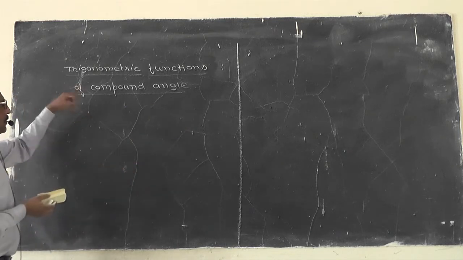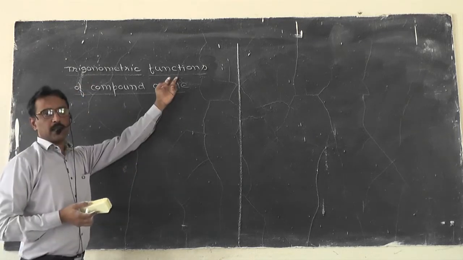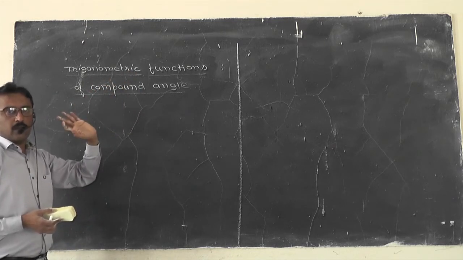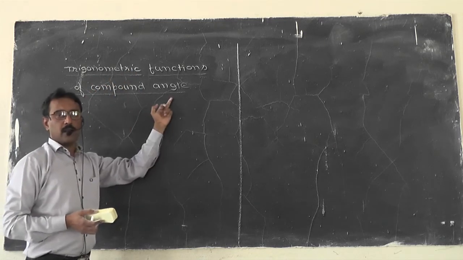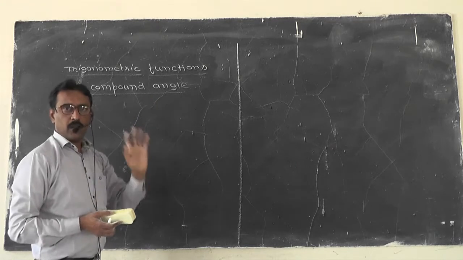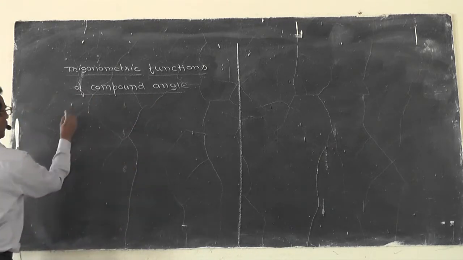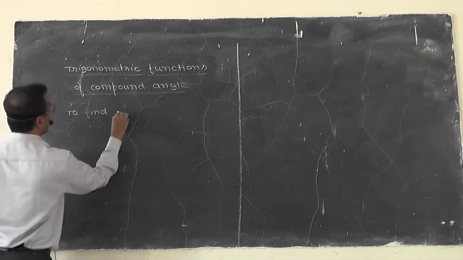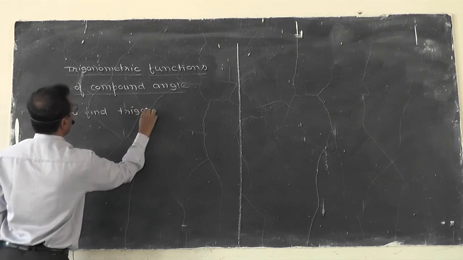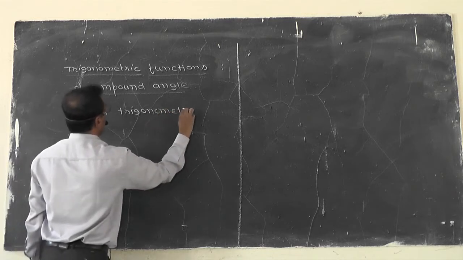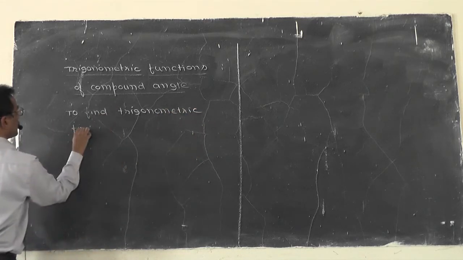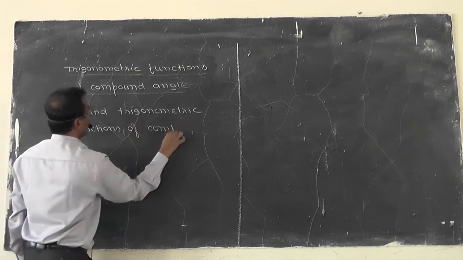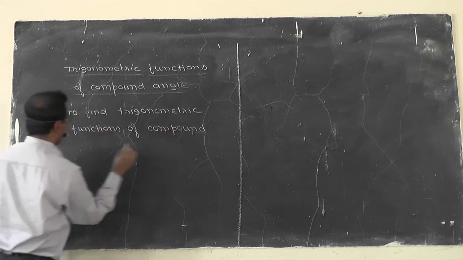I think in this one you know everything. Trigonometric functions means the six trigonometric functions. Which ones? Sin, cos, tan, cot, sec and cosec. And compound angle. Compound angle means A plus B or A minus B. Now we'll write here: to find trigonometric functions of compound angles.